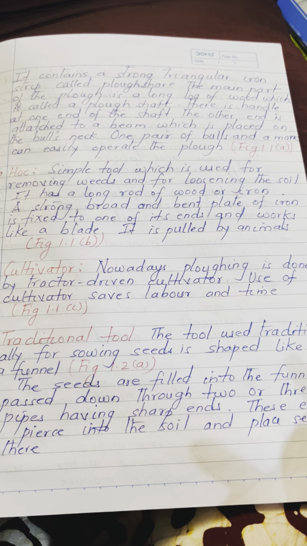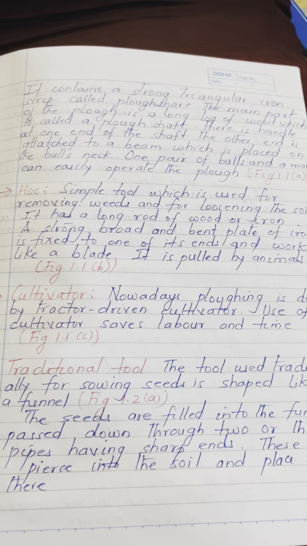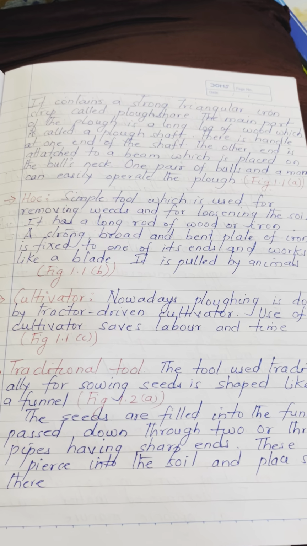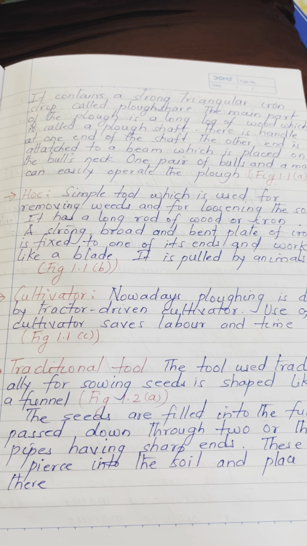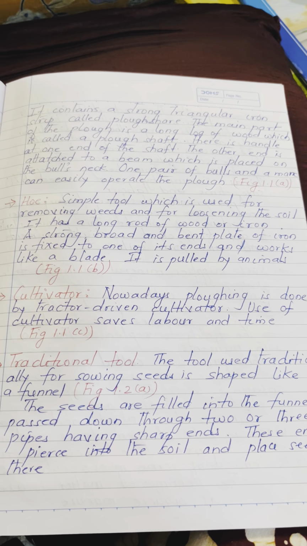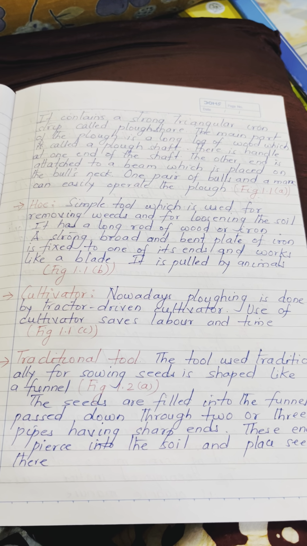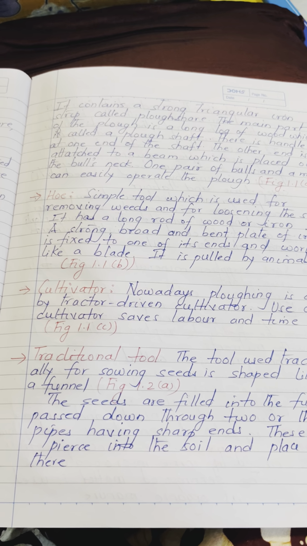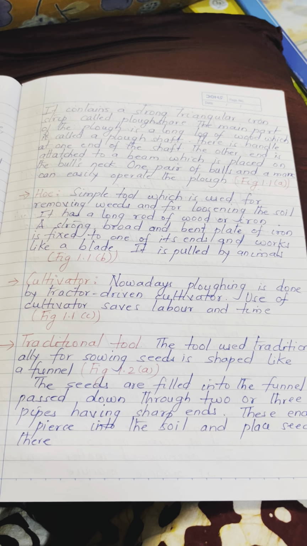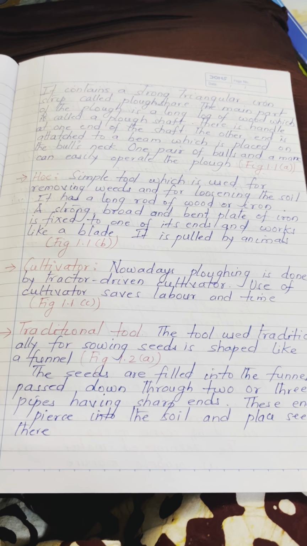Refer to figure 1.1a of your textbook and you will get some idea. Second one is hoe, H-O-E. A simple tool which is used for removing weeds and for loosening the soil. It has a long rod of wood or iron. A strong, broad, and bent plate of iron is fixed to one of its ends and works like a blade. It is pulled by animals. Figure 1.1b. Third implement is the cultivator. Nowadays, ploughing is done by tractor-driven cultivators. Use of a cultivator saves labor and time.